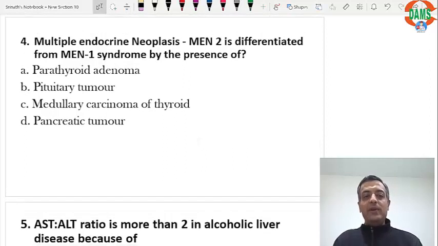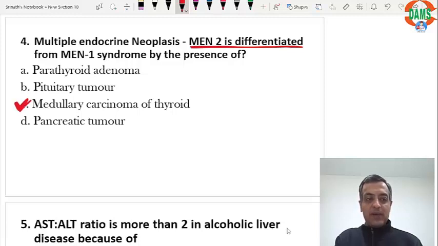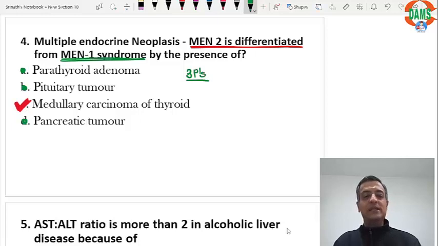Multiple endocrine neoplasia 1 and 2 are differentiated by the presence of medullary carcinoma of thyroid. MEN2 is mainly known because of medullary carcinoma of thyroid. The easy way to remember MEN1 is the 3P syndrome: parathyroid, pituitary, and pancreatic secretion. Medullary carcinoma of thyroid is selective for MEN2 syndrome.